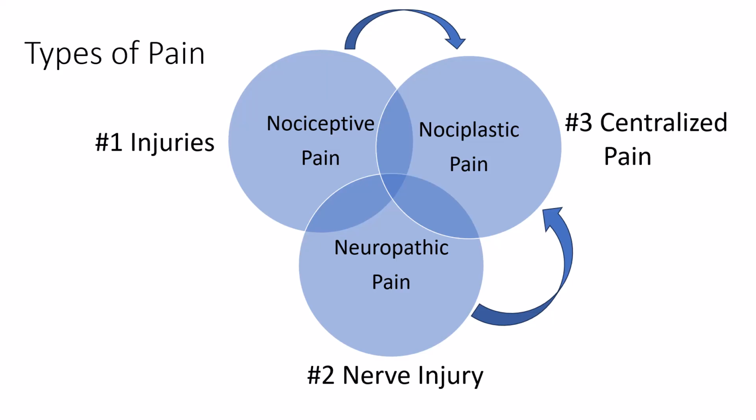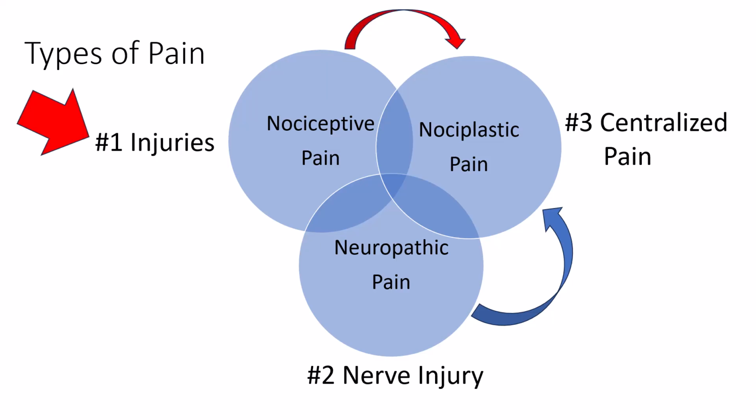Central pain usually happens after an injury of some sort, whether it's an injury to a joint or some body part or injury to a nerve. If an injury results in pain that lasts more than about 3 months, this can in some cases result in centralized type of pain.